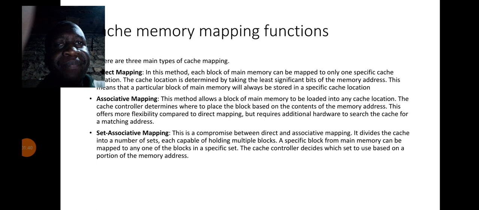The third option is set associative mapping. This is a compromise between direct and associative mapping. It divides the cache into a number of sets, each capable of holding multiple blocks. A specific block from main memory can be mapped to any one of the blocks in a specific set. The cache controller decides which set to use based on a portion of the memory address.